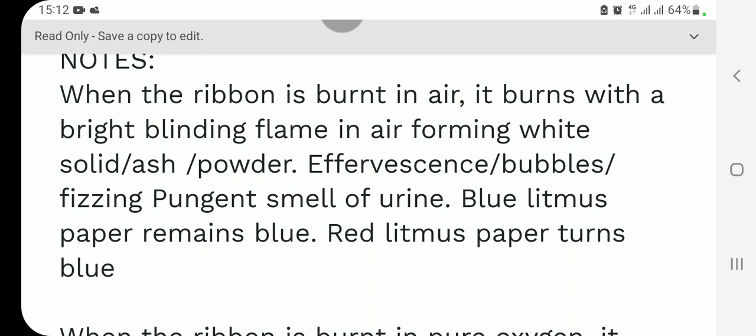There is no effervescence, but there is a pungent smell of urine. Then blue litmus paper remains blue. Then red litmus paper turns blue.